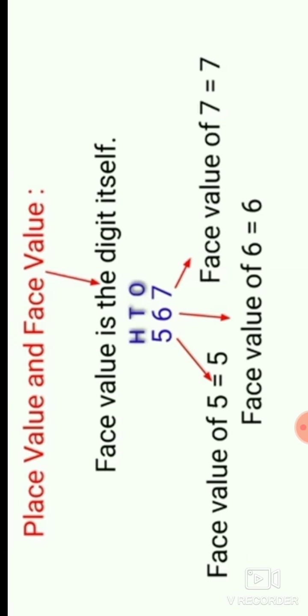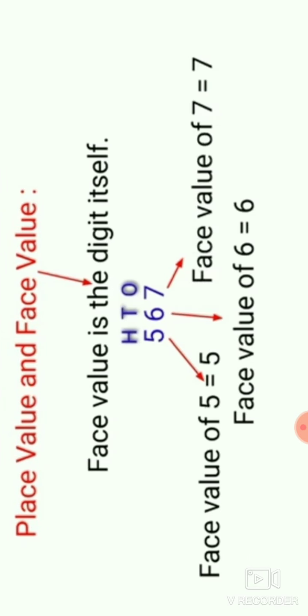Then you have to find out face value. What is face value? Face value is the digit itself. The given digit itself is the face value of the number. Let us take an example. 567. You have to find out face value of the number.